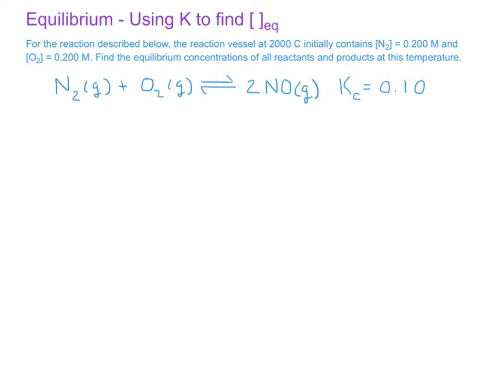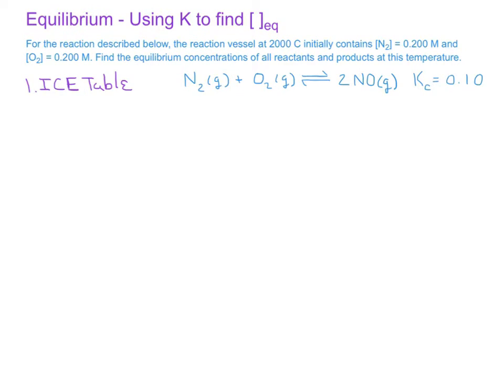In this example, we have a reaction between nitrogen gas and oxygen gas to produce 2 moles of nitrogen monoxide. And the K sub C value at this temperature is 0.10. Now, in the problem, we're given the initial concentration of N2 and O2, and we're asked to find the equilibrium concentrations of the nitrogen gas, the oxygen gas, and the nitrogen monoxide gas.